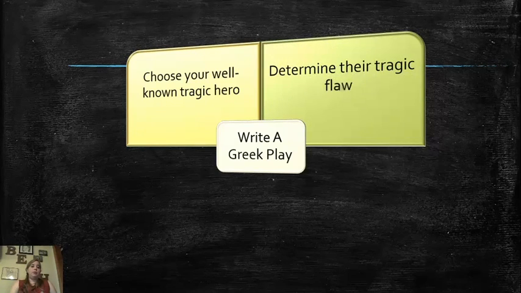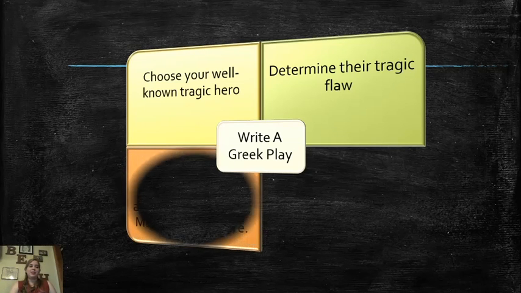Now, once you pick your character, you have to pick their tragic flaw. This flaw can be tracked through every decision they make, so make sure that if you pick something, it follows through the entire plot line of your play. Sorry about that.